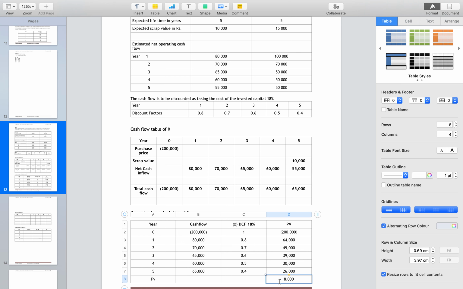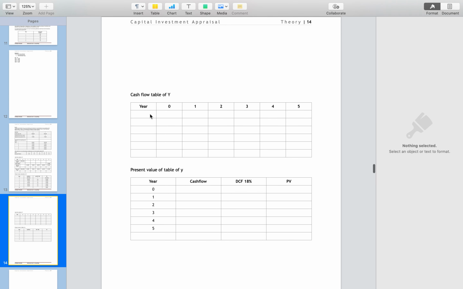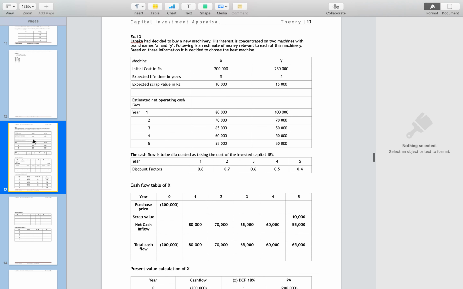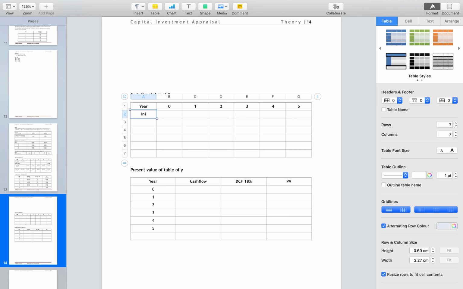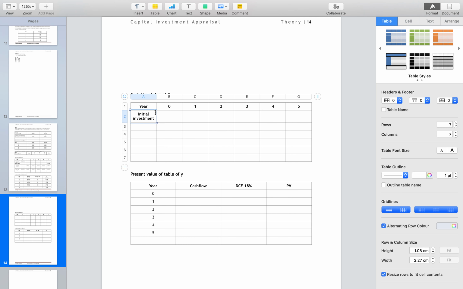Okay, right, so guys, the same way only we are now going to do our other machine or project Y as well. Right, so we can quickly finish off that one over there. Right, so machine wise, initial investment is 230,000. Right, so let's go and mark that one. Initial investment, or you can mark it as purchase price even, no problem. So that's negative 230,000. Always remember, initial investment or purchase price will always take at year 0.